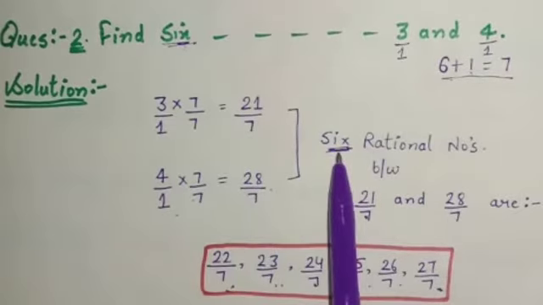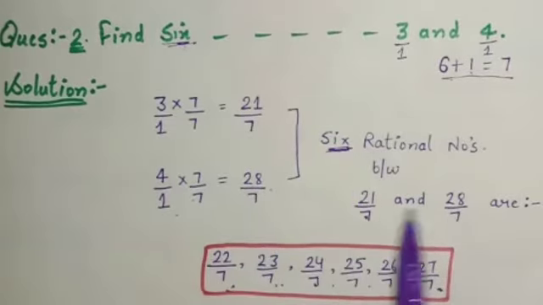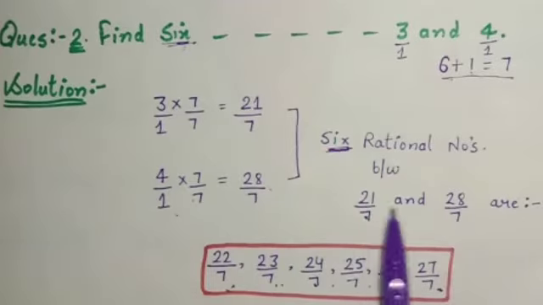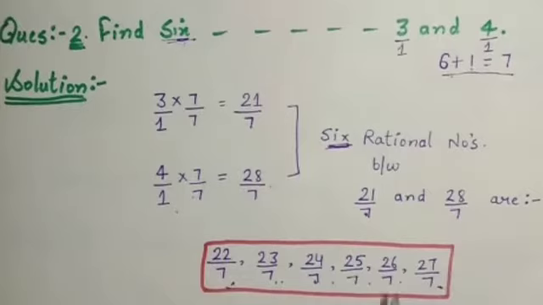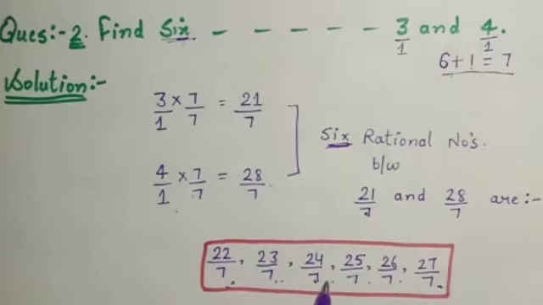Now we have to find out 6 rational numbers. Now it's very clear that 21 by 7 और 28 by 7 के बीच में we are having 6 numbers. 6 numbers exist in between them. So what are the numbers? The numbers are 22 by 7, 23 by 7, 24 by 7, 25 by 7, 26 by 7 and 27 by 7. So that would be your answer.